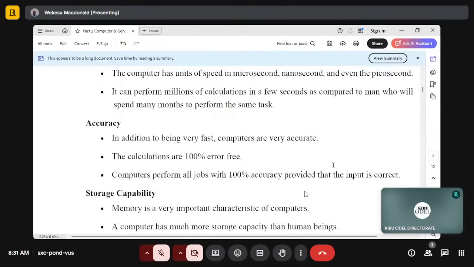But remember, you feed a computer with garbage, it will give you garbage. You feed a computer with the wrong data, it will give you wrong output. You feed a computer with the right information, it will give you the correct output. So a computer is 100% error free compared to a human being. Although maybe we have issues with the algorithm. If the algorithm that the computer is using is faulty, then it makes the computer faulty. So they are more accurate provided that the input is correct.